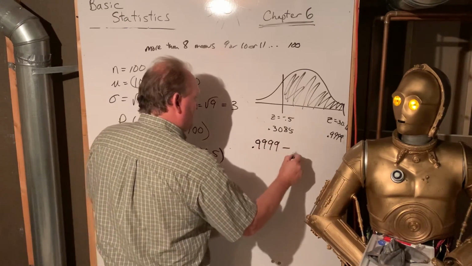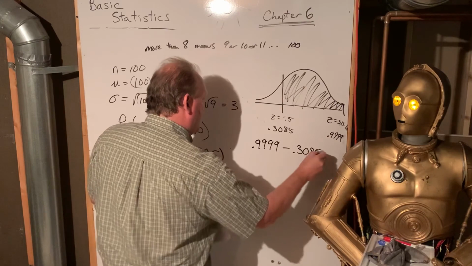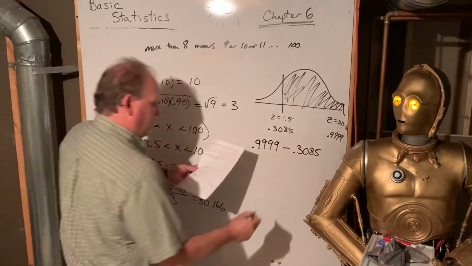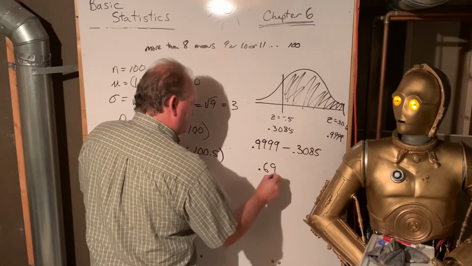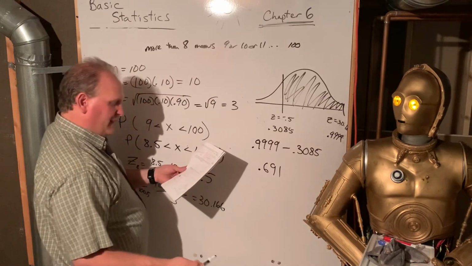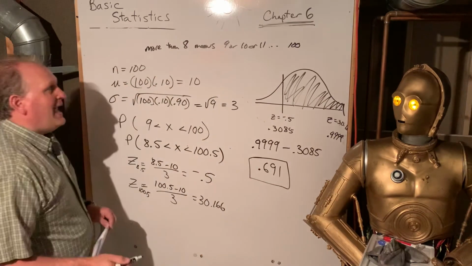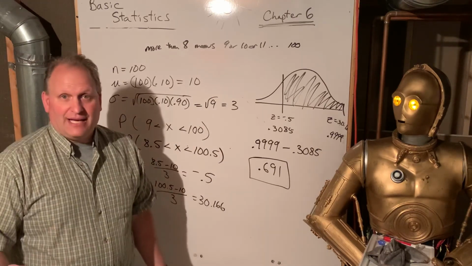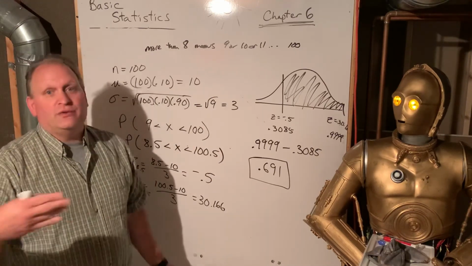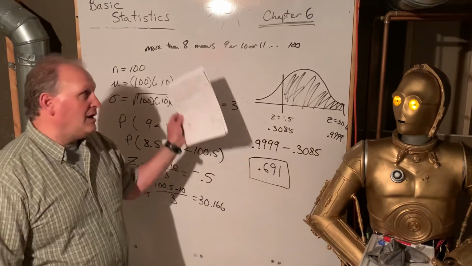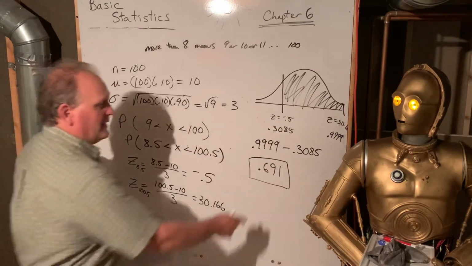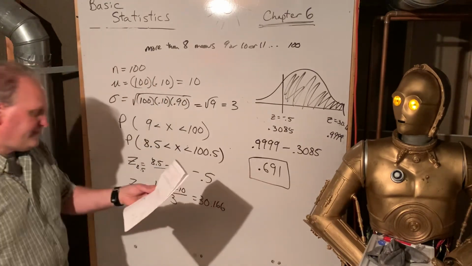So it's going to be 0.9999 minus 0.3085, which is 0.691. So about a 69% chance. But that is you win 9 times, or you win 10 times, or you win 11 times, or you win 12 times, all the way up to 100. So that's why that's so inflated.